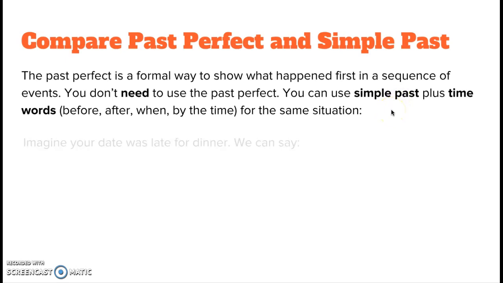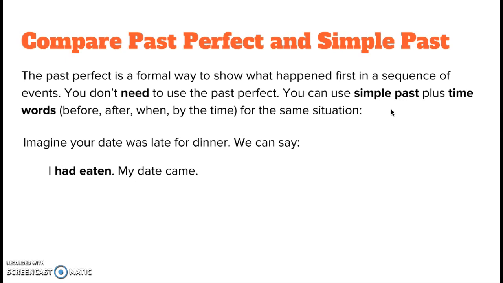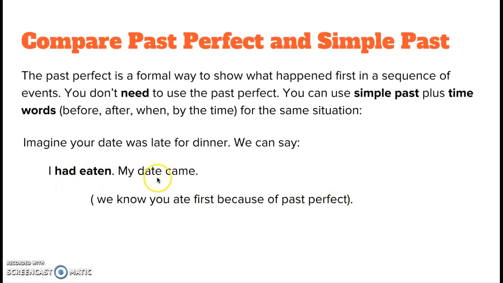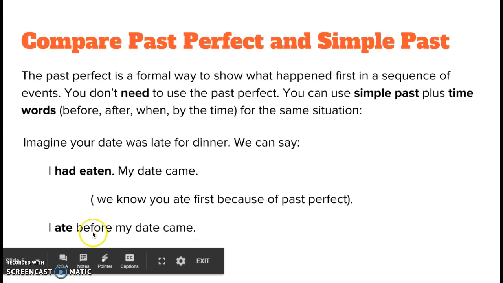So let's look. Imagine your date was late for dinner. You might say, I had eaten, my date came. Had eaten shows me that it happened first because it's in past perfect. Now, this sentence might sound weird to you, these two sentences. I had eaten, my date came. Kind of robotic, right? Usually, we will use some sort of connector word, like before or after.